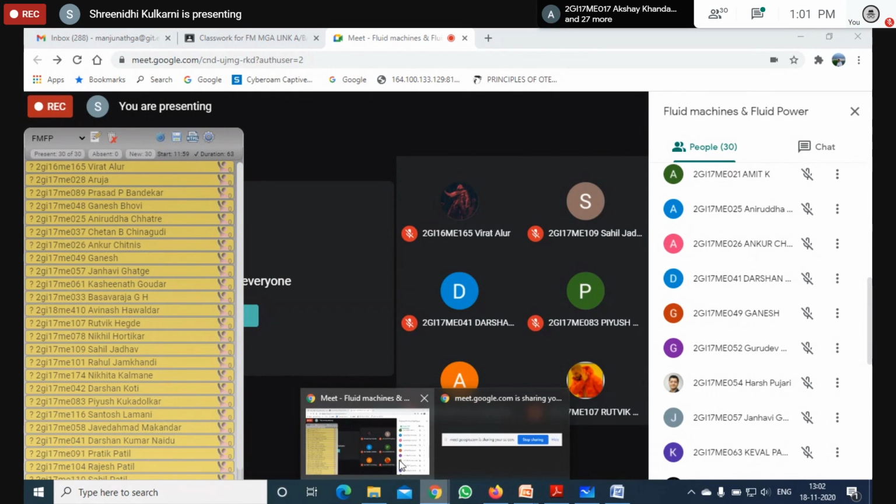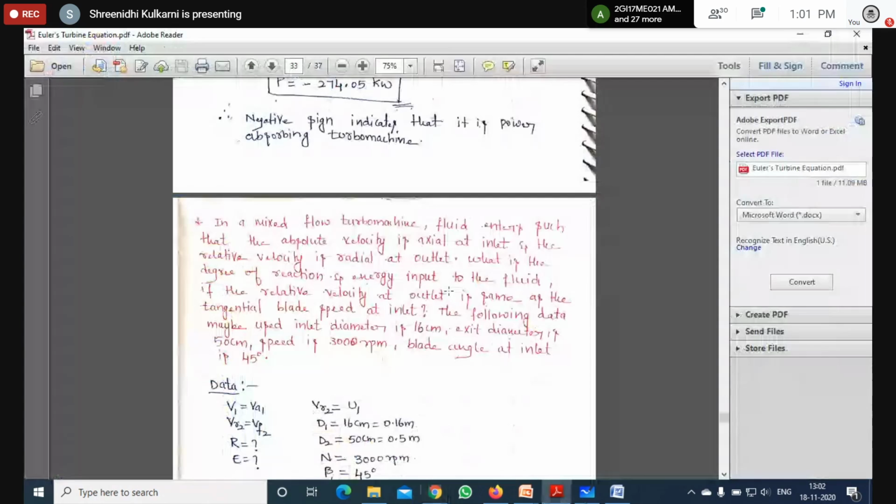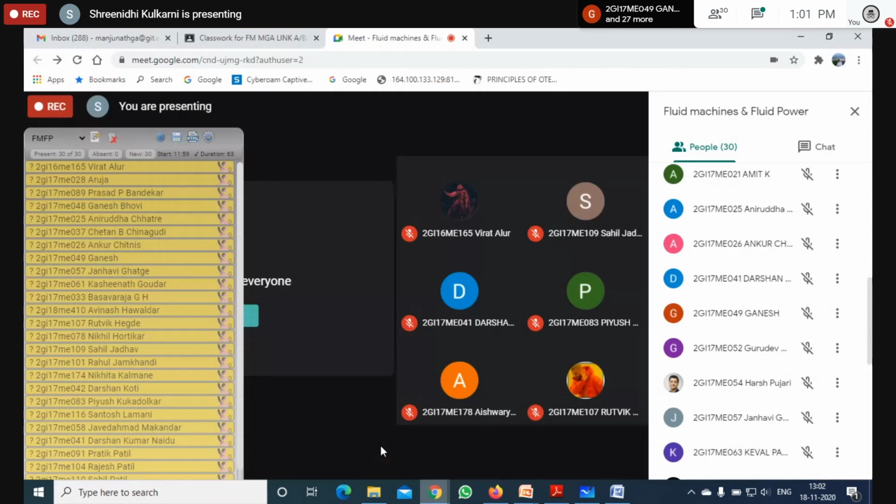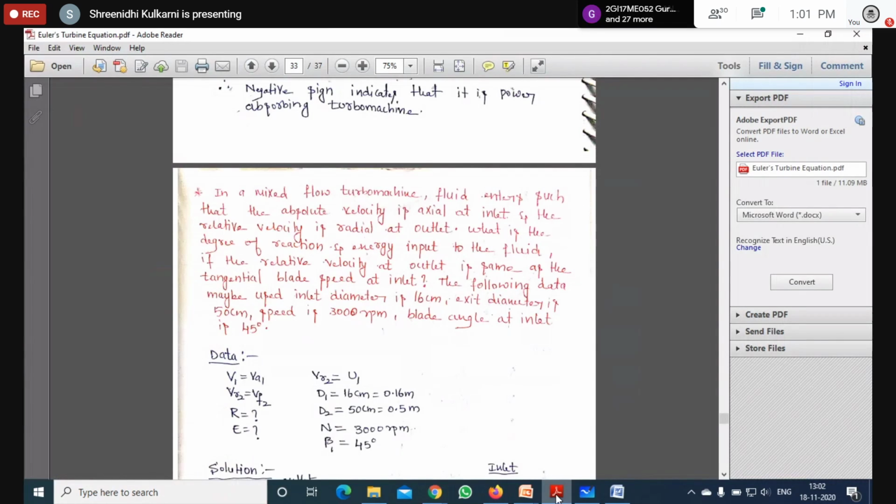Next, we'll move to the next problem. The problem statement is: in a mixed flow turbo machine, fluid enters such that the absolute velocity is axial at inlet and relative velocity is radial at outlet.